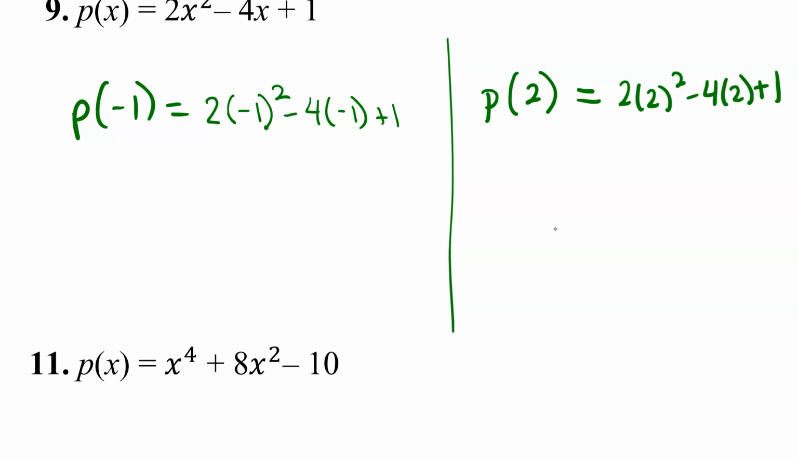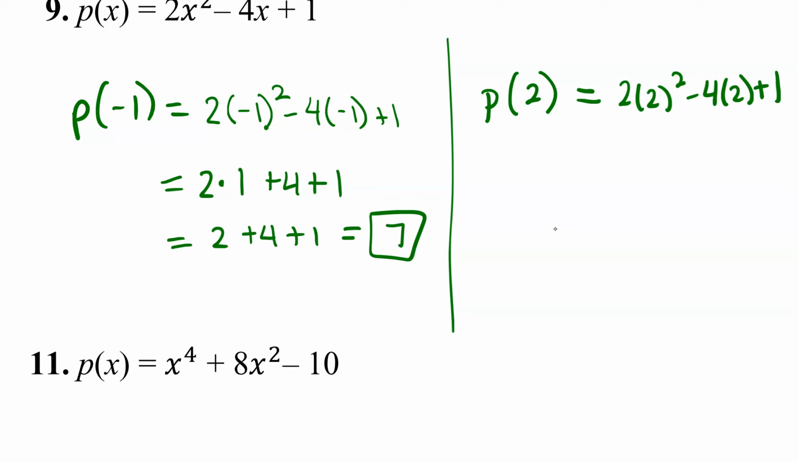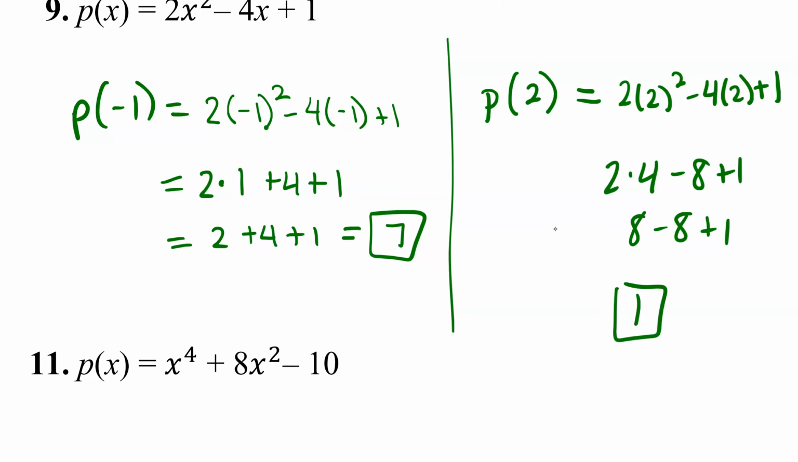Okay, so hopefully that's enough time to try it out. So 2, negative 1 squared is 1, plus 4 plus 1, 7. And then if I try the other one, 2 times 4 minus 8 plus 1, the answer is 1. Alright, do we feel confident in these so far? Yeah. Okay, that's good.